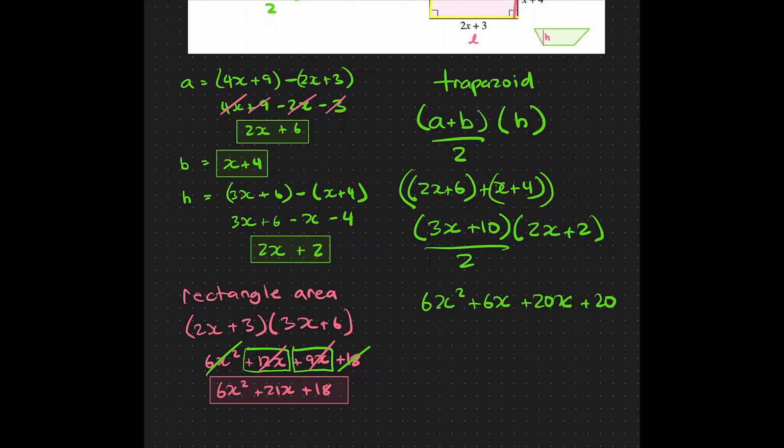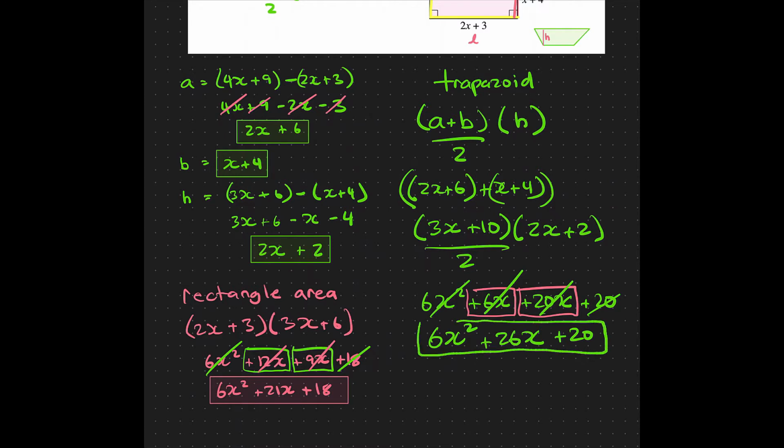And just like we did over here, the next thing I need to do is gather like terms and put them in descending order. So I get 6x squared, that's gone. What do I have here? I've got a positive 6x and a positive 20x, giving me a total of positive 26x, gone and gone, and finally a plus 20. And this here would be the area of our trapezoid.